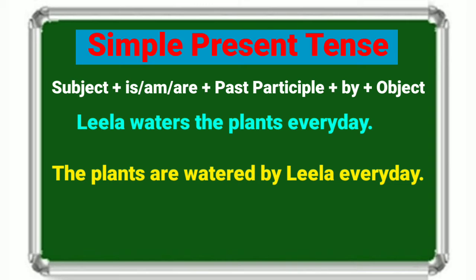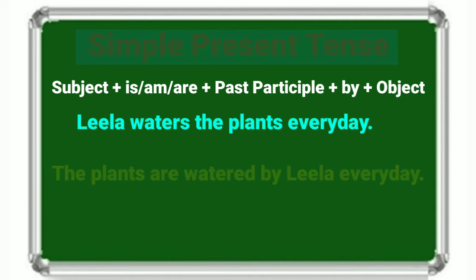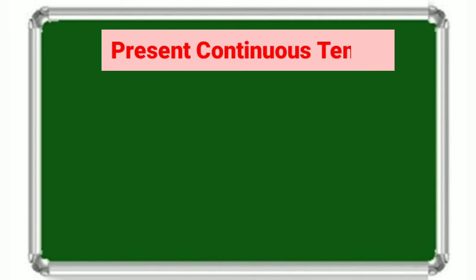So the active voice sentence is Leela waters the plants every day, and in passive voice the sentence is the plants are watered by Leela every day. Next is present continuous tense.